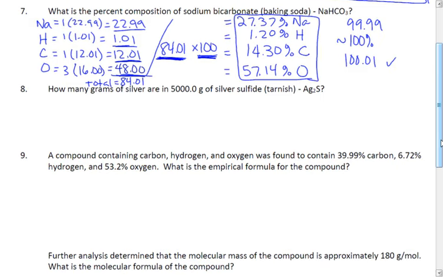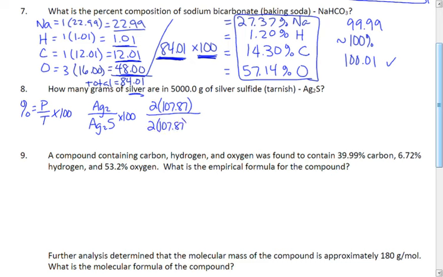Okay, how many grams of silver are in 5,000 grams of silver sulfide? So to find a percent, partial over total times 100. So our part that we're dealing with here is the silver. So the silver is Ag2, and our total is Ag2S. So we look up silver on the periodic table, it weighs 107.87. And so then on the bottom, we'll have the same, only we're going to add to it a sulfur.